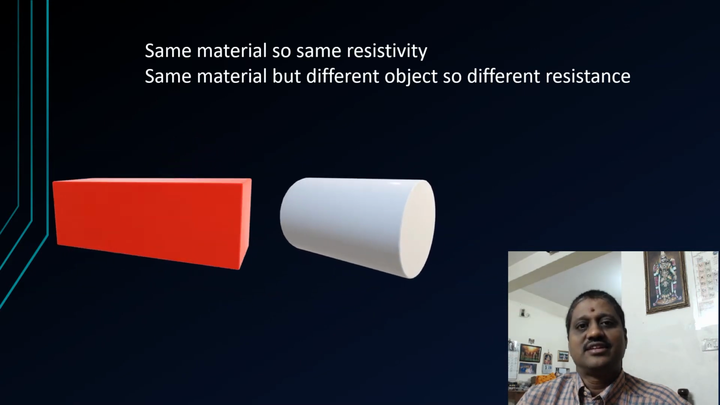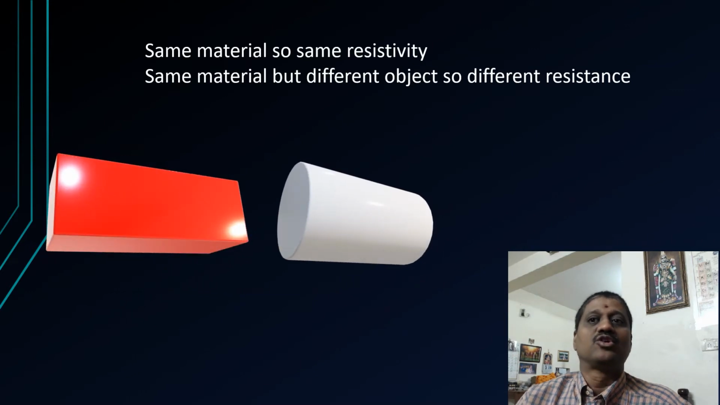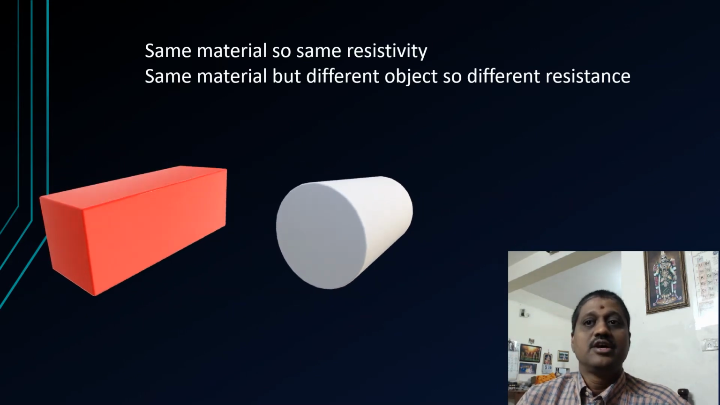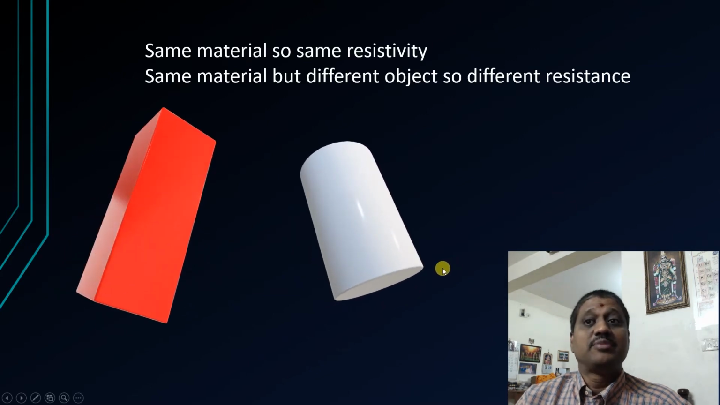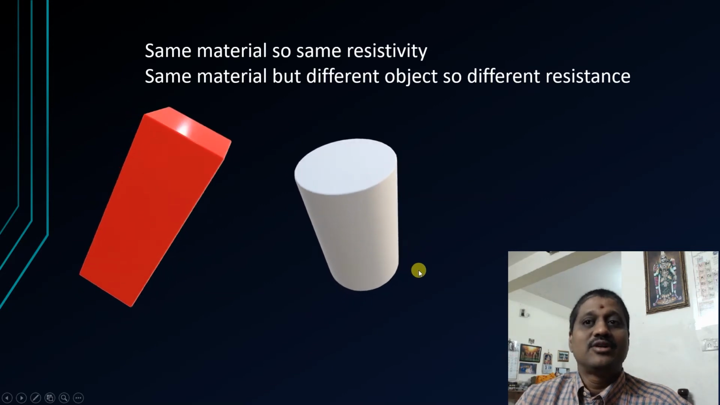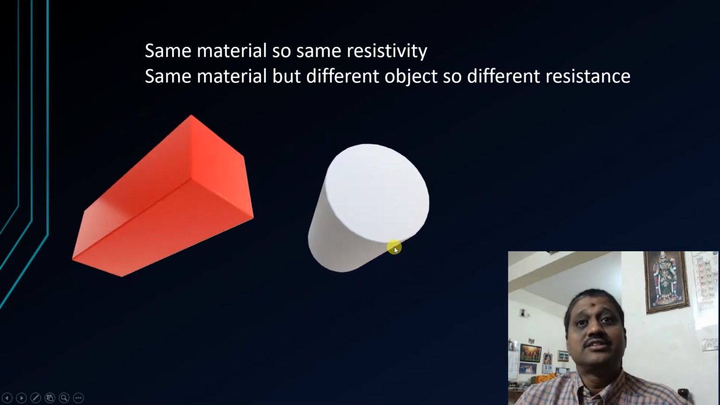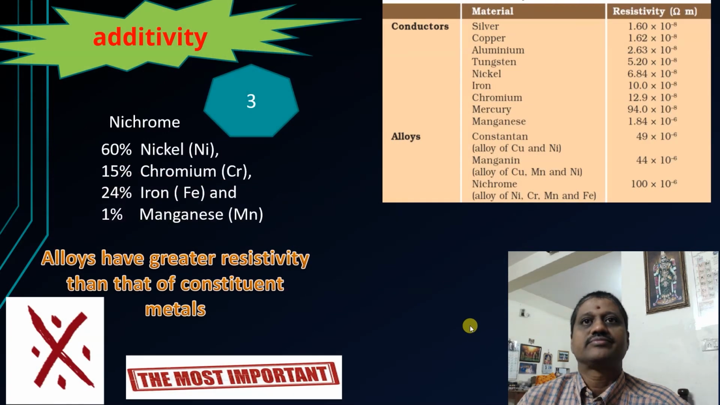The area of cross section is different, the length is different. So, the resistance will be different, even though the rho of the same material is the same. So, resistance is different, but resistivity is the same. The resistance depends on the object and resistivity depends only on material. And resistivity also defines resistance, that is what we are distinguishing.